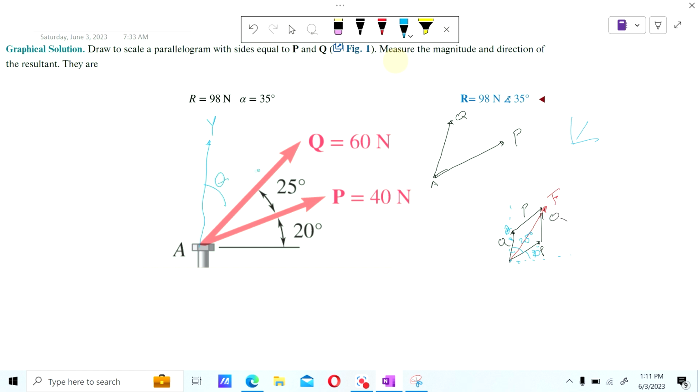This is what I'm calling theta, because we don't know that angle. We know this one, that one, but we don't know that one. And all this is 90. So 90 equals theta plus 20 plus 25. That means that theta equals 90 minus 20 minus 25, so theta equals 45 degrees. Okay, so this is 45 degrees.